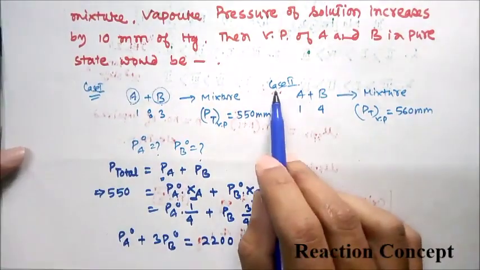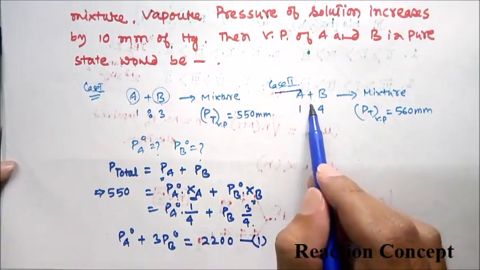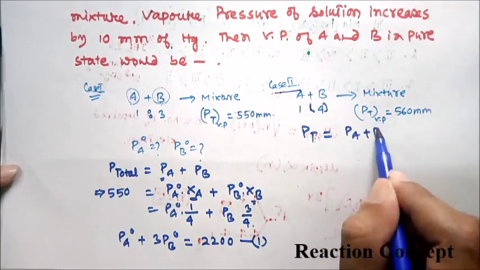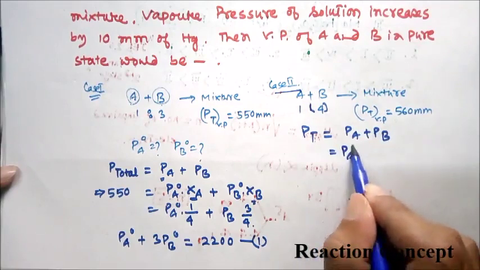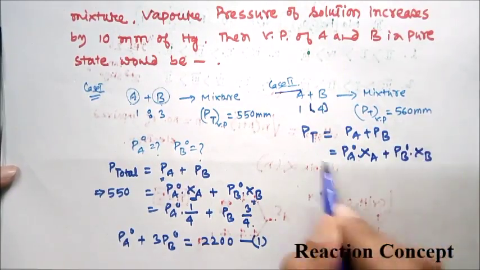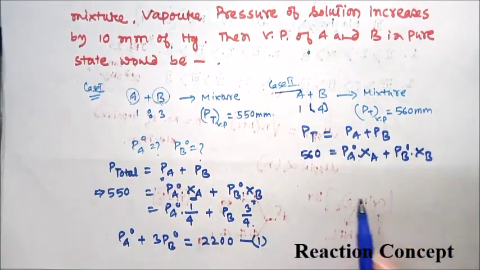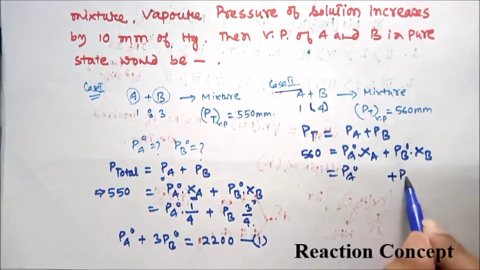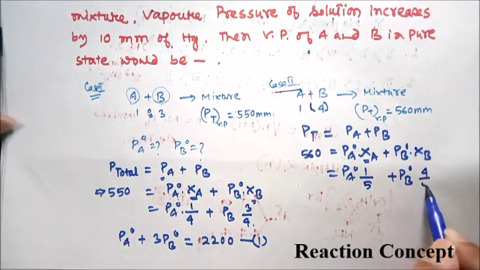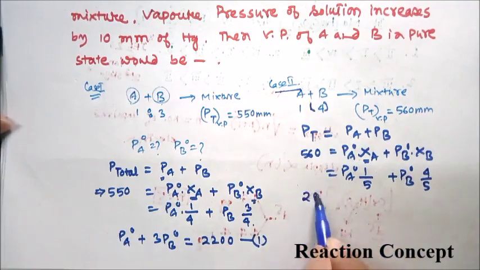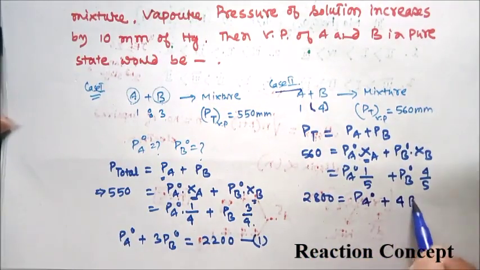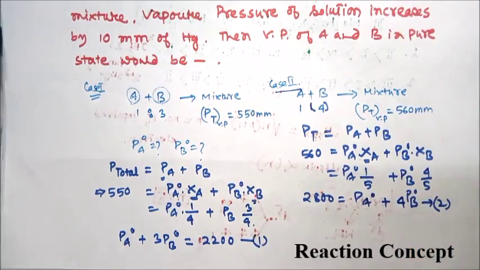Okay, now consider this case 2. Here 1 mole of A and 4 mole of B is mixed. So P total here would be PA plus PB. In this case also we can write PA naught times mole fraction of A in the solution, PB naught times mole fraction of B in the solution. It would be 560. Okay, we don't know the PA naught and PB naught values. So mole fraction of A would be 1/5 and mole fraction of B would be 4/5. So if we solve this, we will get an equation like this: 2800 equals PA naught plus 4 PB naught. Number it as equation number 2.